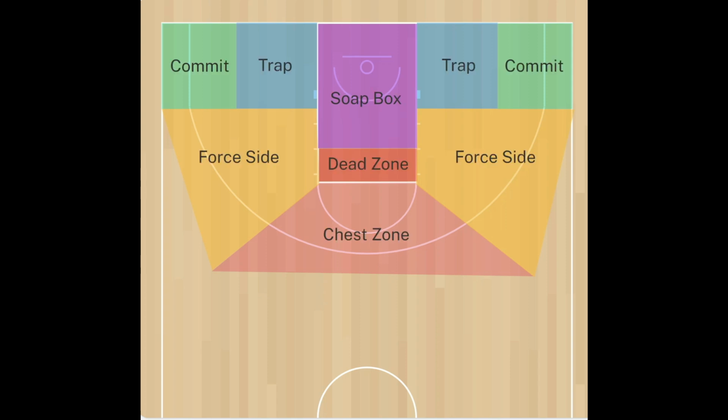And finally, these are what our zones look like. Okay, so we have our chest zone up top, then we're forcing sideline to baseline. And if the ball ever gets to those corners, which is exactly where we want it, we're going to commit it, make sure that it doesn't come back up, force baseline into the trap. The entire time the middle or the soapbox is going to be talking.